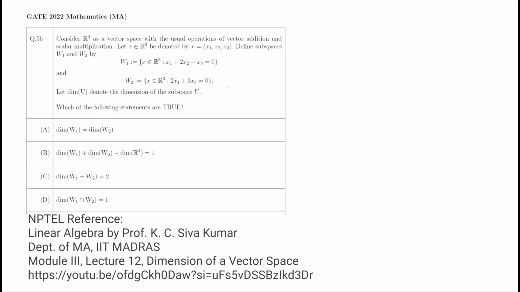The four options given are: option A, dimension of W1 equal to dimension of W2. Option B, dimension of W1 plus dimension of W2 minus dimension of R cube equal to 1. Option C, dimension of W1 plus W2 equal to 2. Option D, dimension of W1 intersection W2 equal to 1.